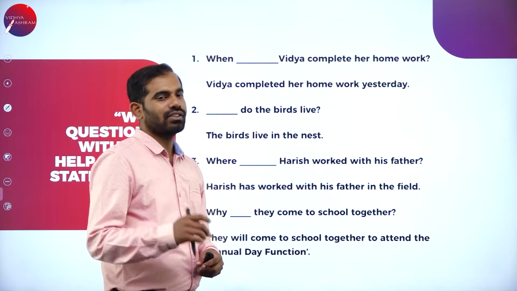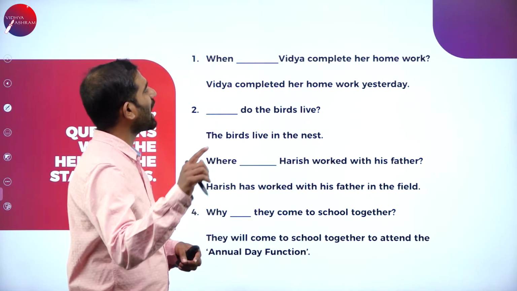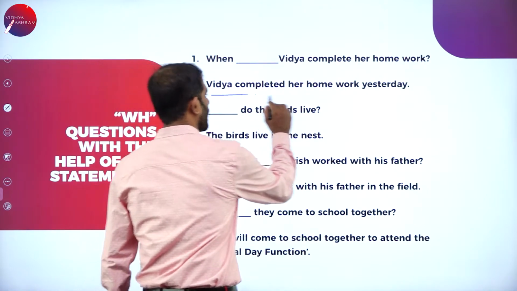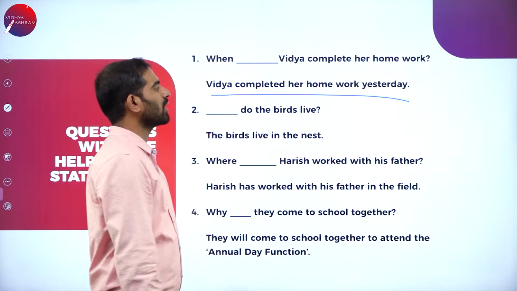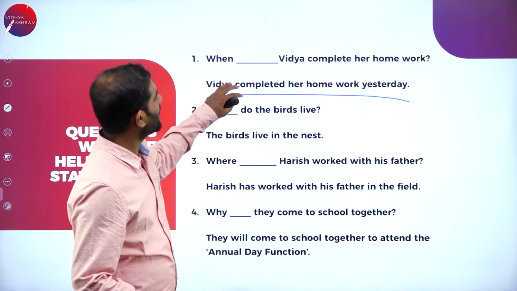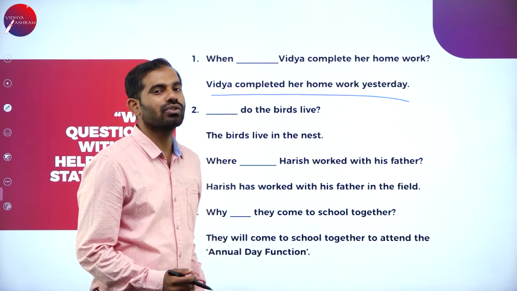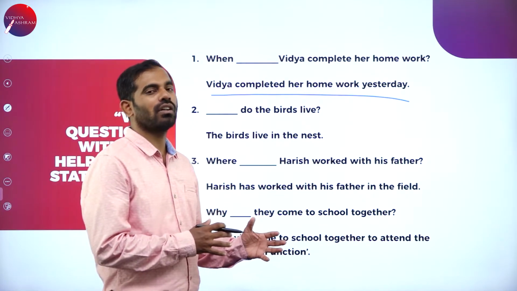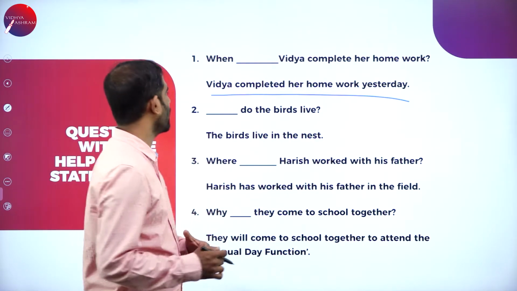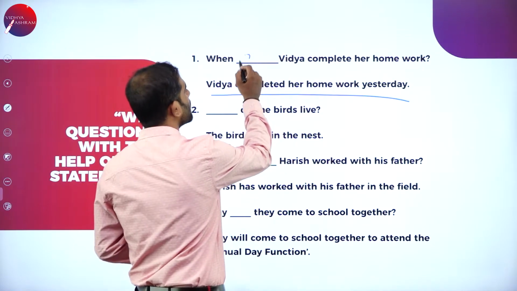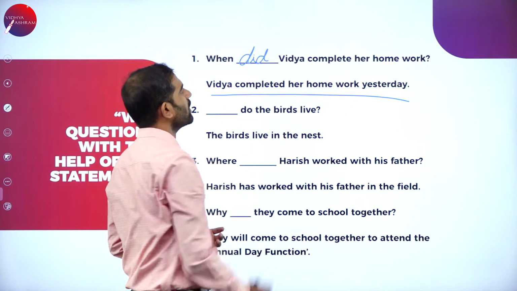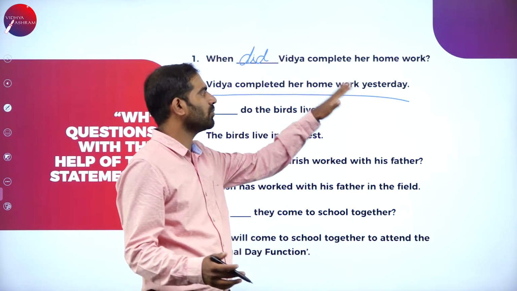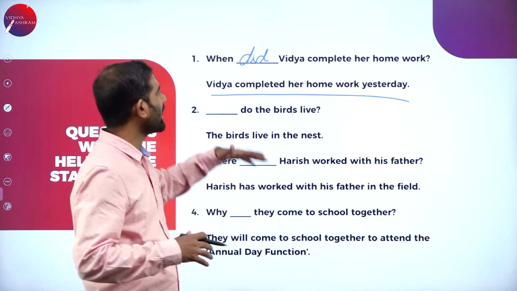So, which is the first exercise here? When dash Vidya complete her homework? The answer is given here. Vidya completed her homework yesterday. Now, there is a blank and we need to use the appropriate word. It could be an auxiliary word or a WH word. When did Vidya complete her homework? Vidya completed her homework yesterday. So this is the right format.